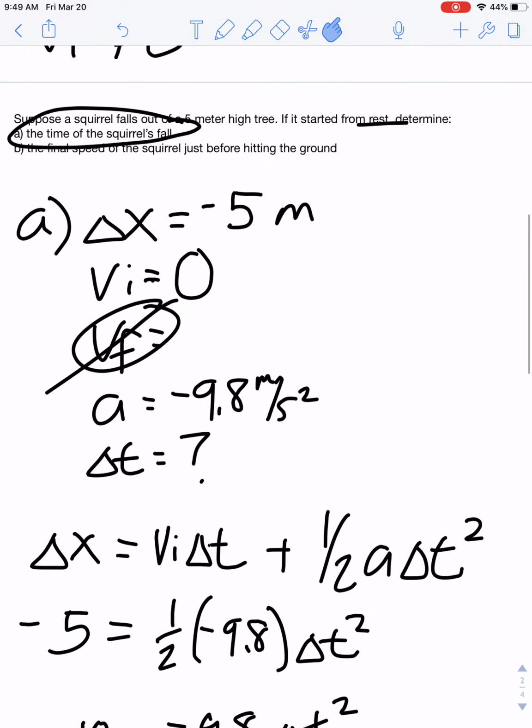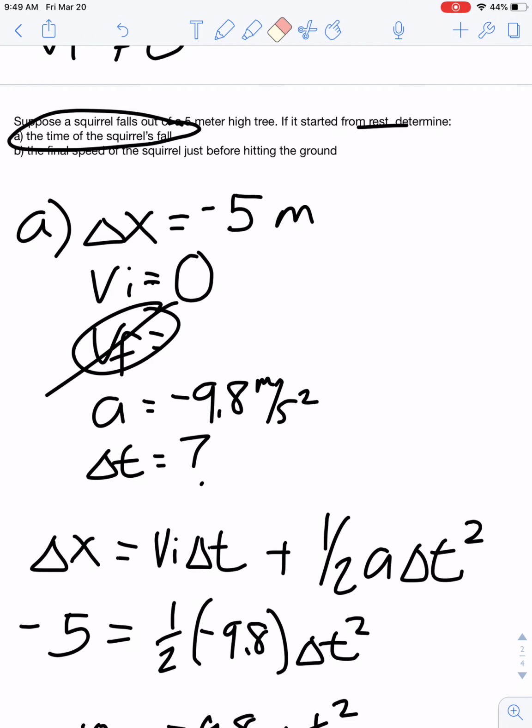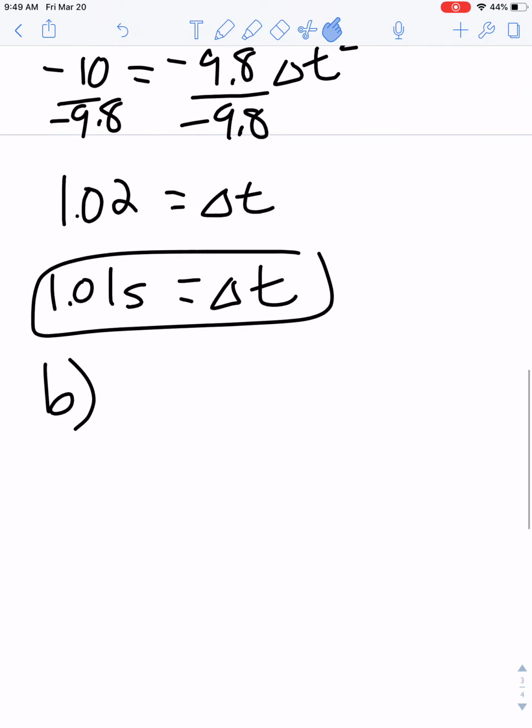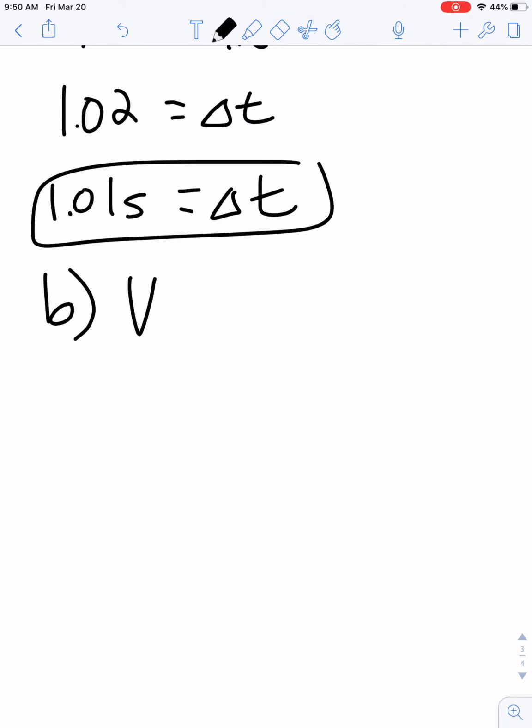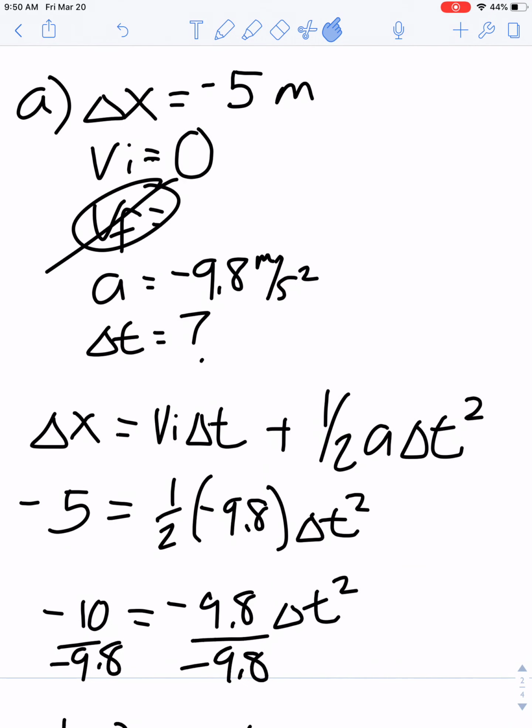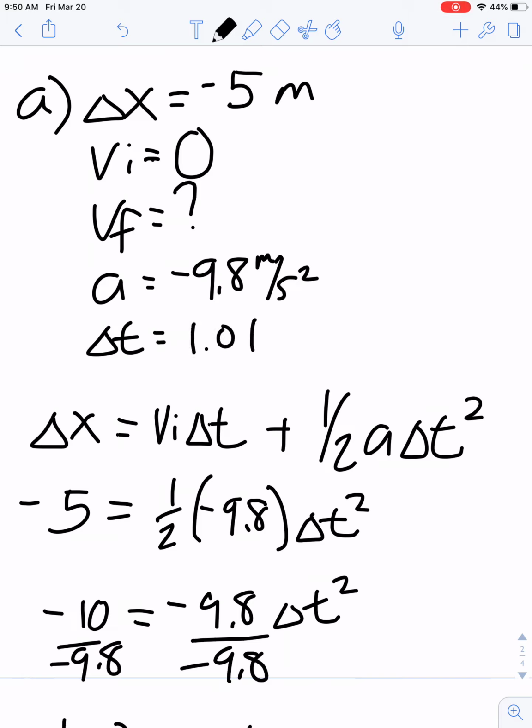All right. Part B. Find the final speed. Let's find the final speed of the squirrel just before hitting the ground. That's what part B wants to know. Final speed, well, I guess I'm looking for VF. Now, I'm going to go back up to my list here. So my question has shifted from time to final velocity. So here my time I know is 1.01 seconds, and now I'm looking for VF.